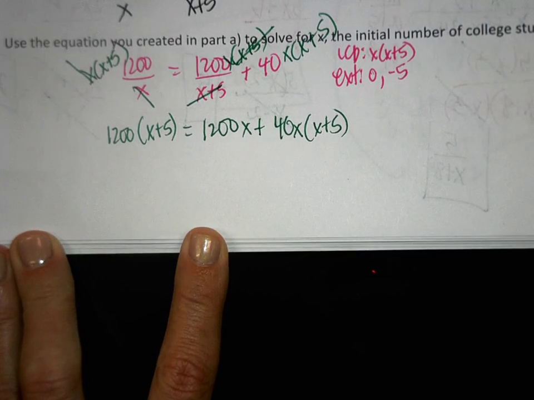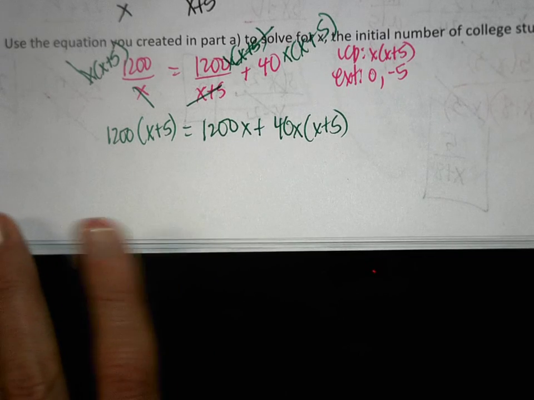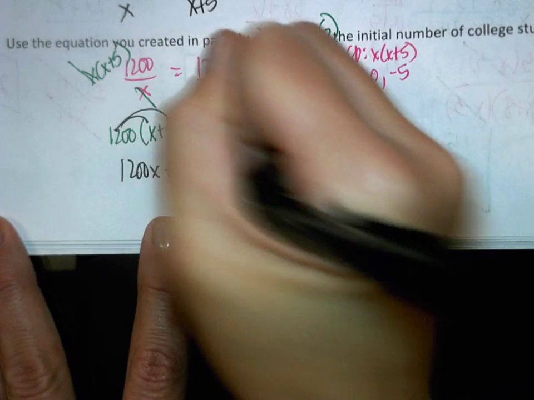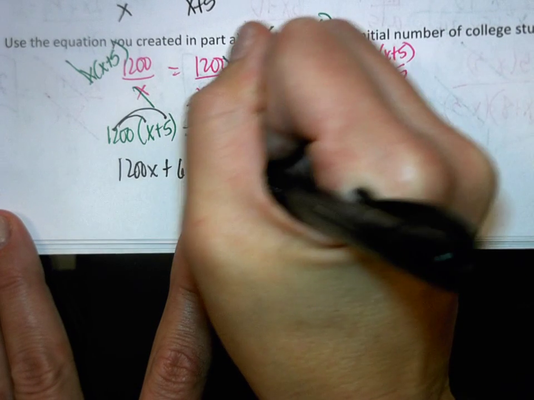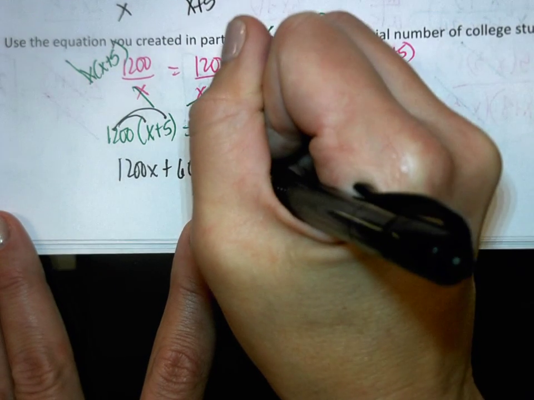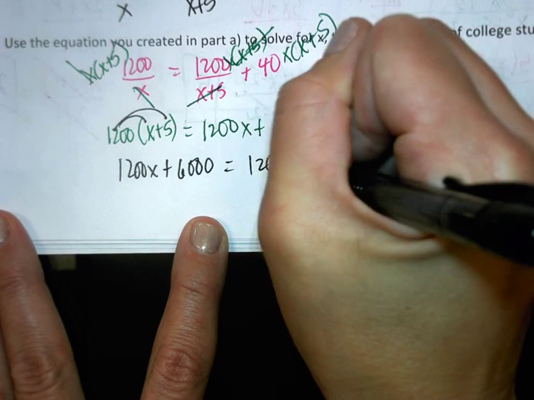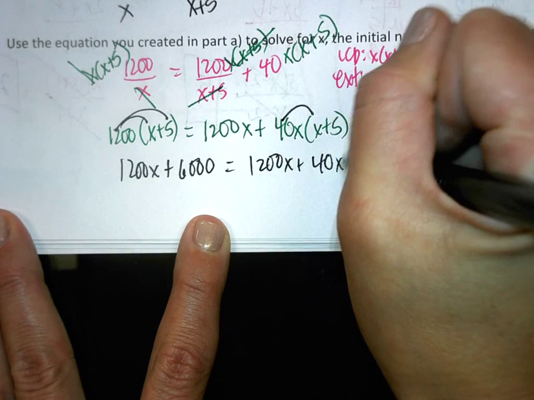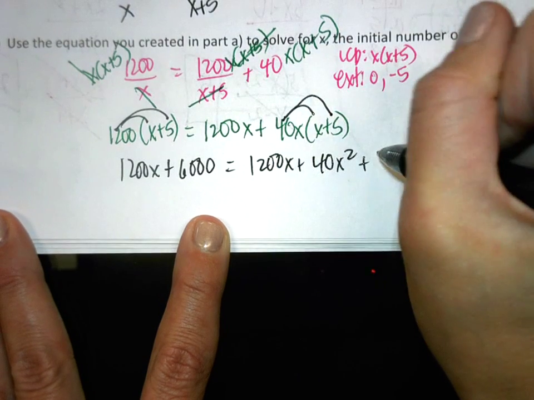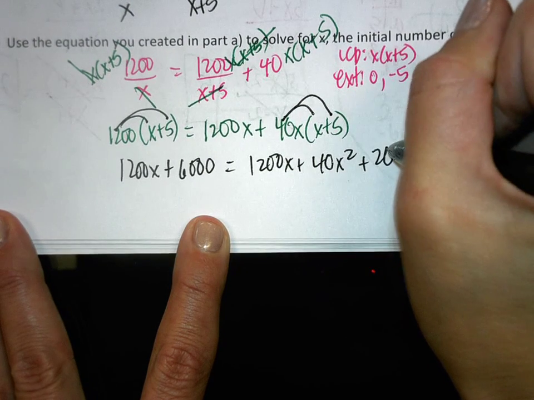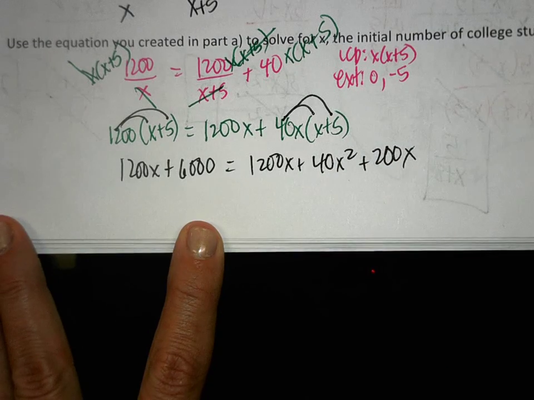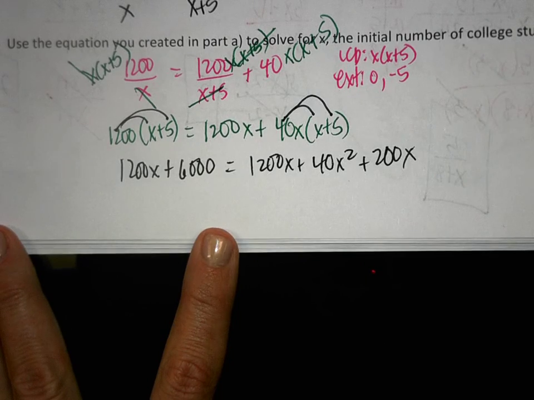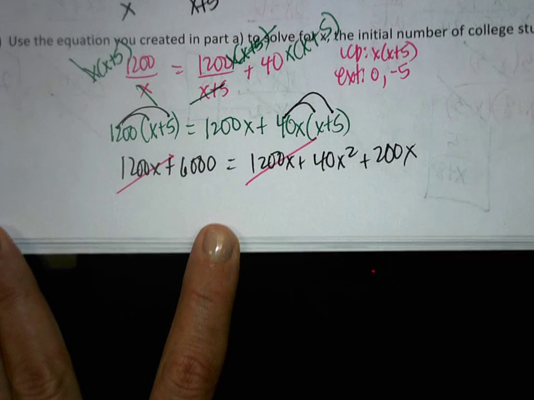Yeah, so when we distribute, which I'm going to do now, 1,200 times x is 1,200x. 1,200 times 5 is 6,000 equals 1,200x plus 40x times x is 40x squared, and 40x times 5 is 200x. Okay, good. Do we notice anything? Good. Since you have a 1,200x on both sides, those will end up canceling out.